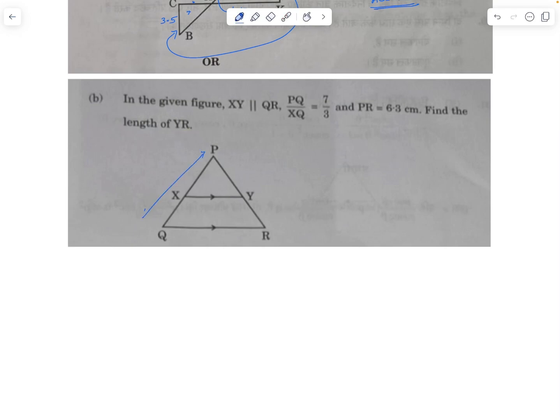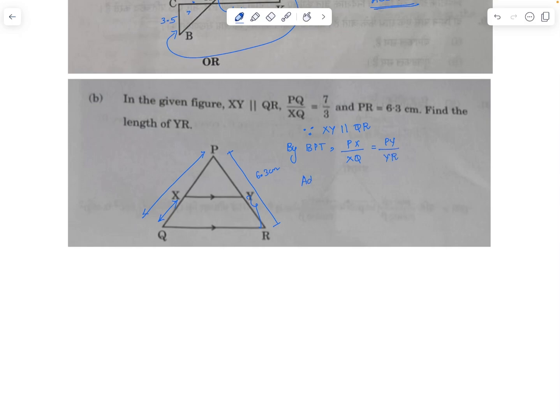PQ is this full length and XQ is this part and PR is the full length, which is 6.3 centimeter. By the question, XY is parallel to QR. So by BPT, we can say that PX upon XQ is equal to PY upon YR.